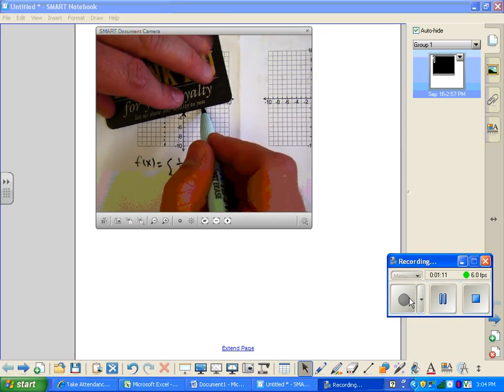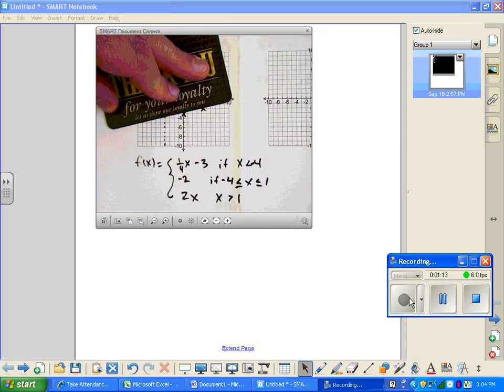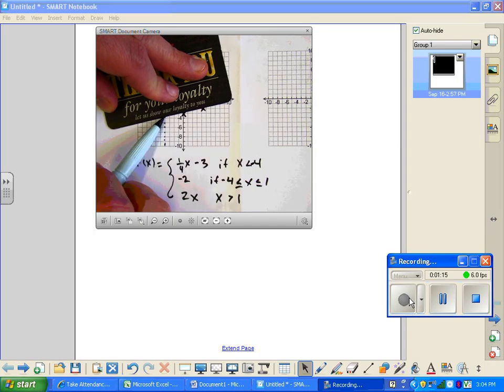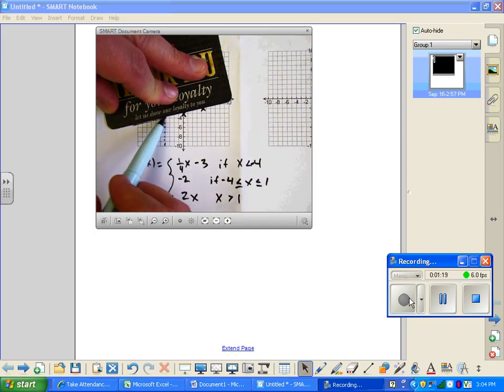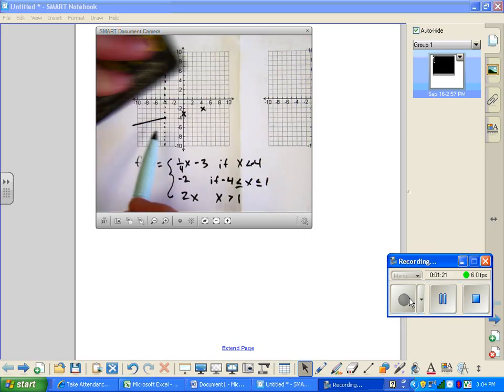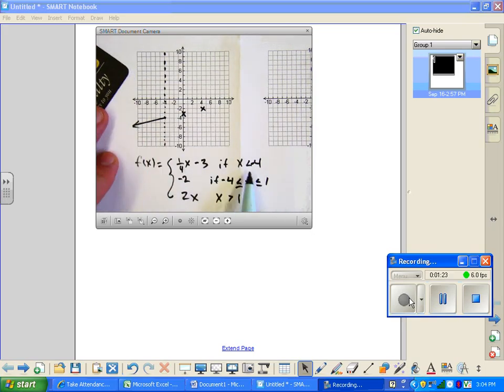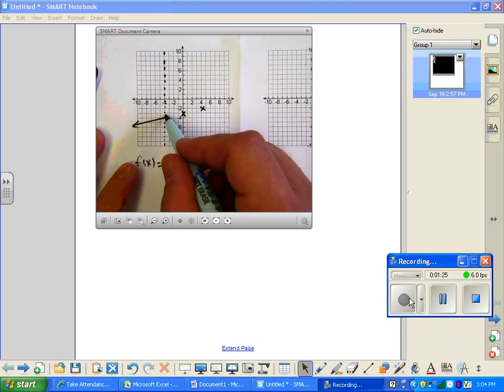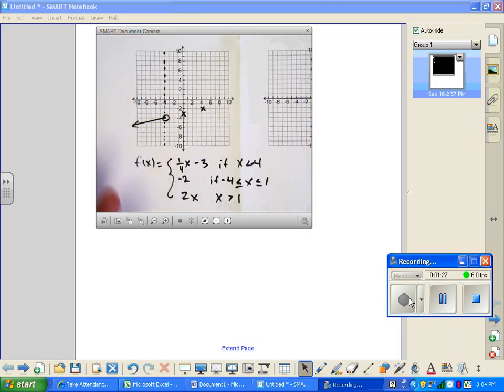We'll line those points up. There again, I'm only going to start drawing it from this point out, which is to the left of negative 4. Okay, it was just less than, so it's going to be an open circle.